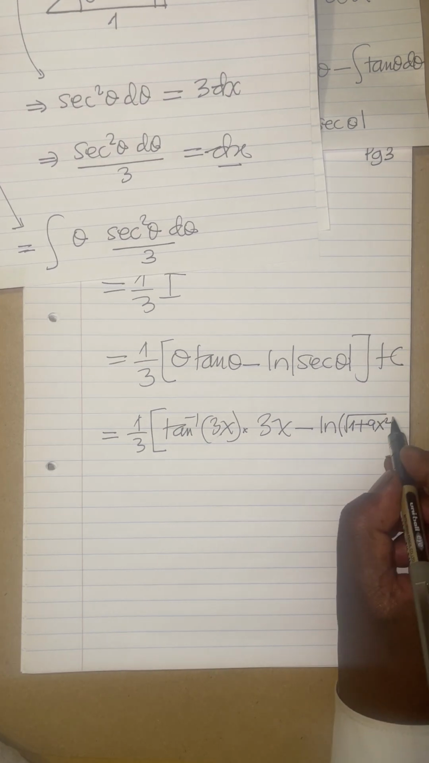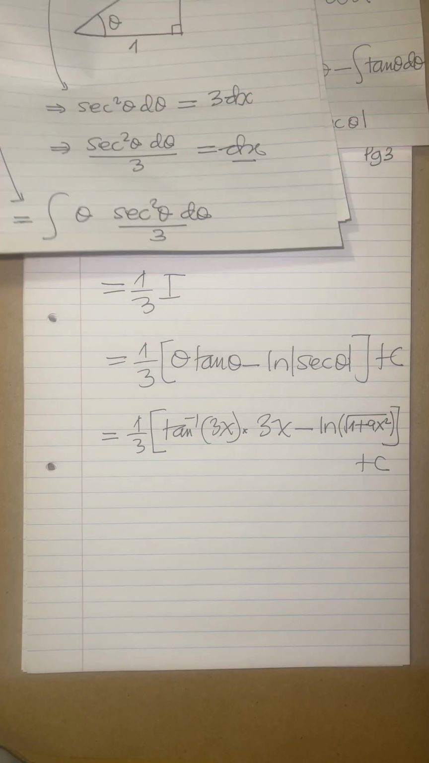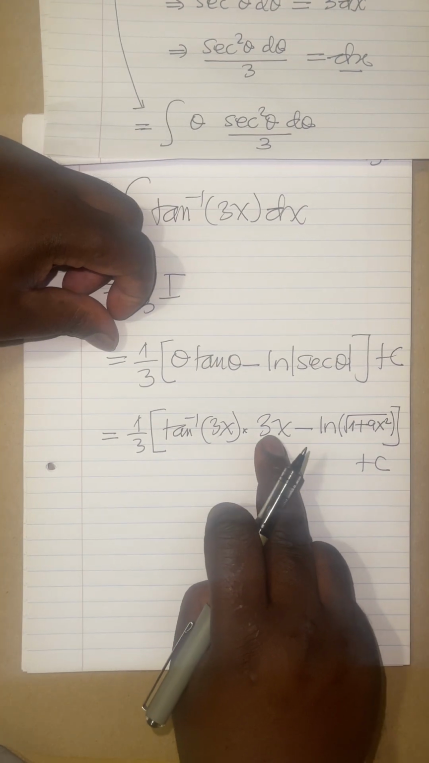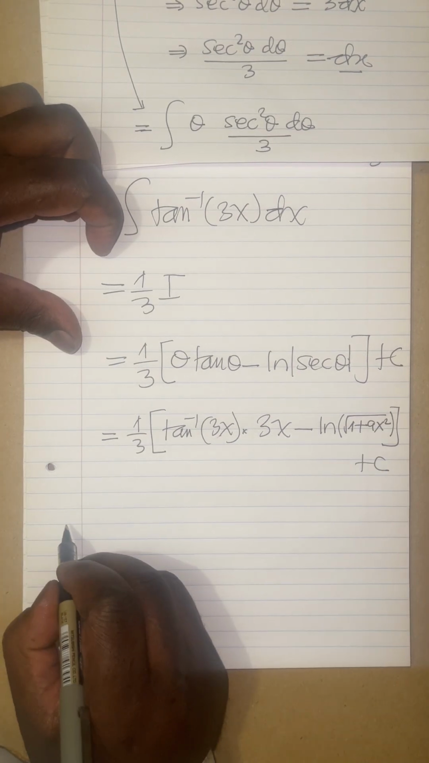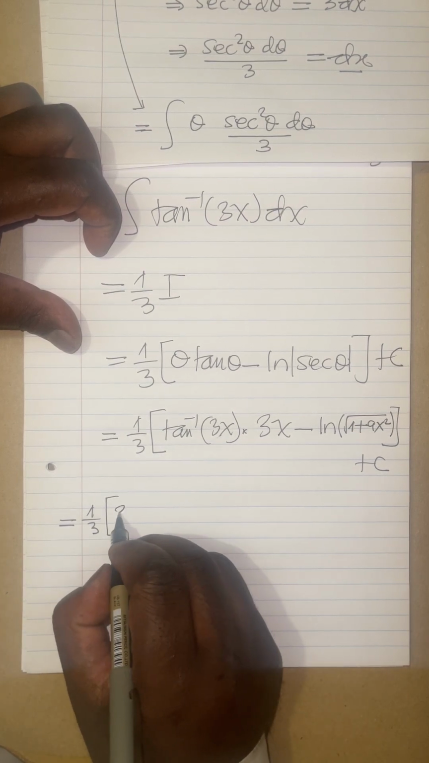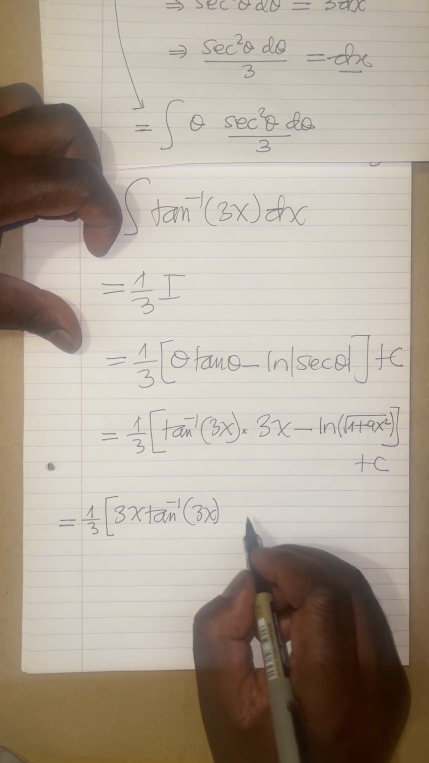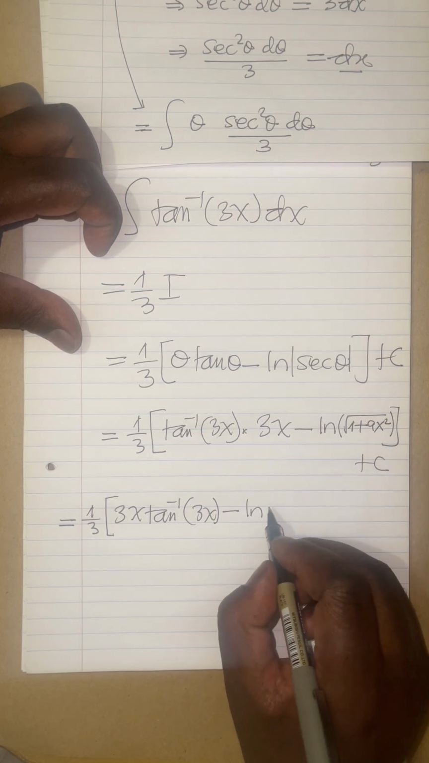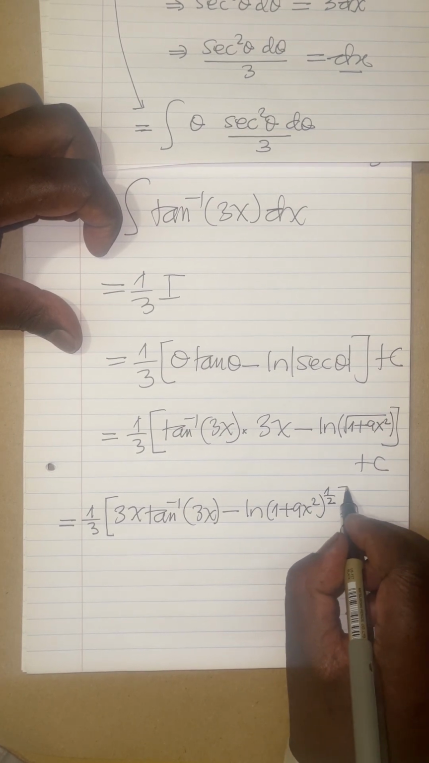It's the same expression. I'm going to put this in brackets like so, and then close the bracket, and then plus C. Now, we're almost done. So this one, we write it first. If I move back a little bit to accommodate all these terms here, I'm going to say this is equal to 1/3. Watch this. Inside brackets there, I'm going to start with 3x, and then inverse tan, or tan inverse of 3x. And then, watch this, minus natural log of, instead of having square root of that, I'm going to write it as 1 plus 9x squared, to the power half, plus C.